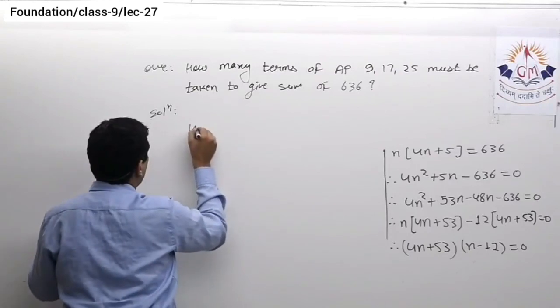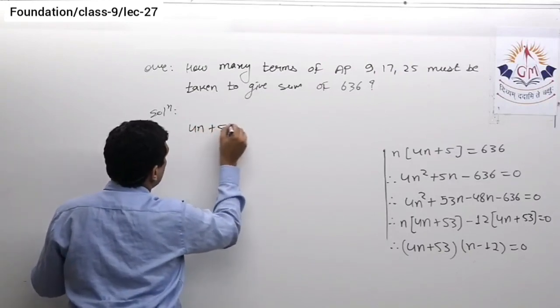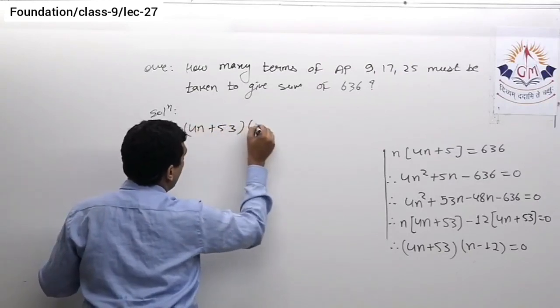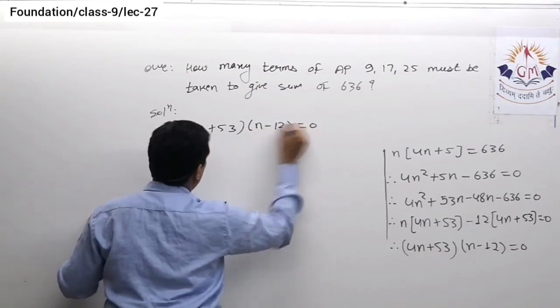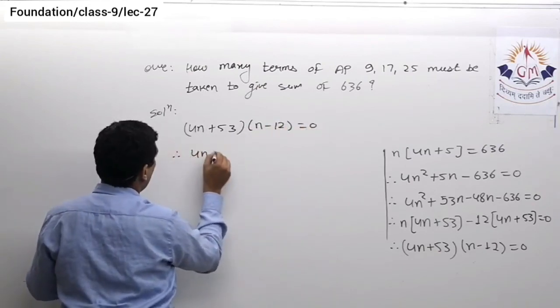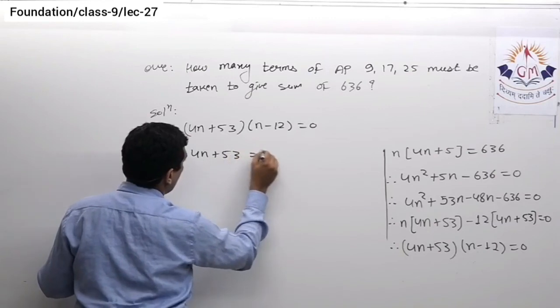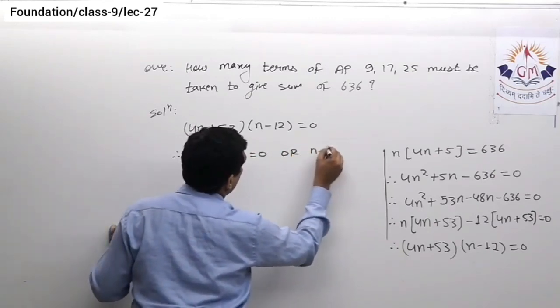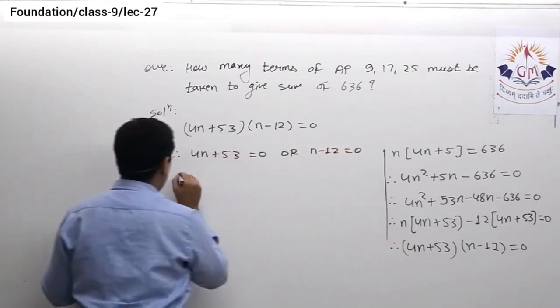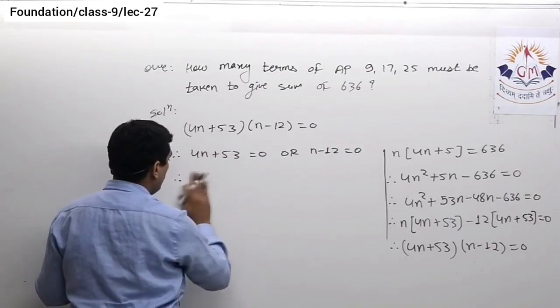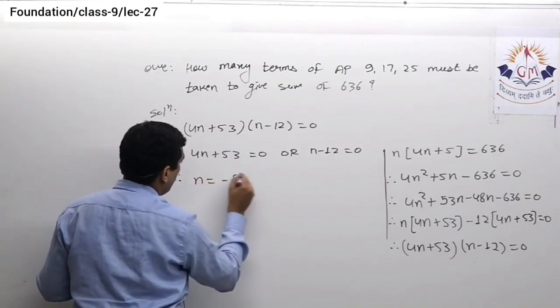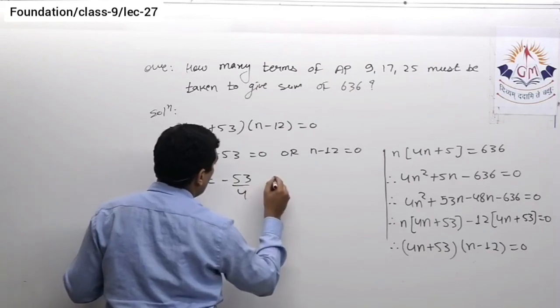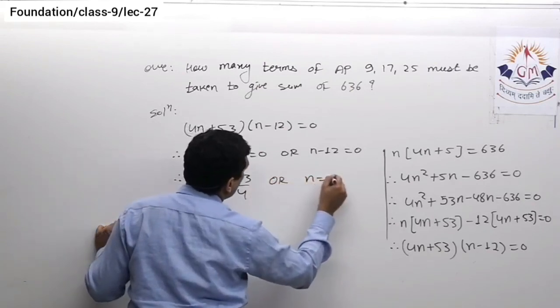Okay, here I have (4n plus 53) into (n minus 12) is equal to 0. Therefore I can say 4n plus 53 is equal to 0, or n minus 12 is equal to 0. Therefore n is equal to minus 53 upon 4, or n is equal to 12.